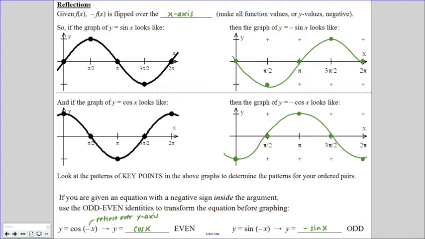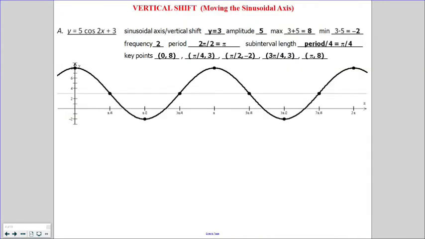Okay, the next thing we're going to be looking at today is the vertical shift. So that occurs when we're adding or subtracting a number on the outside of our function, and that's going to change where the sinusoidal axis is. So instead of the sinusoidal axis sitting on the x-axis, the sinusoidal axis is going to become that vertical shift. We will graph the sinusoidal axis when we graph our functions, and we're going to use a dotted line to represent the sinusoidal axis. So this is how we're going to be filling out the work for your homework and the examples from here on out when we're graphing sine and cosine.